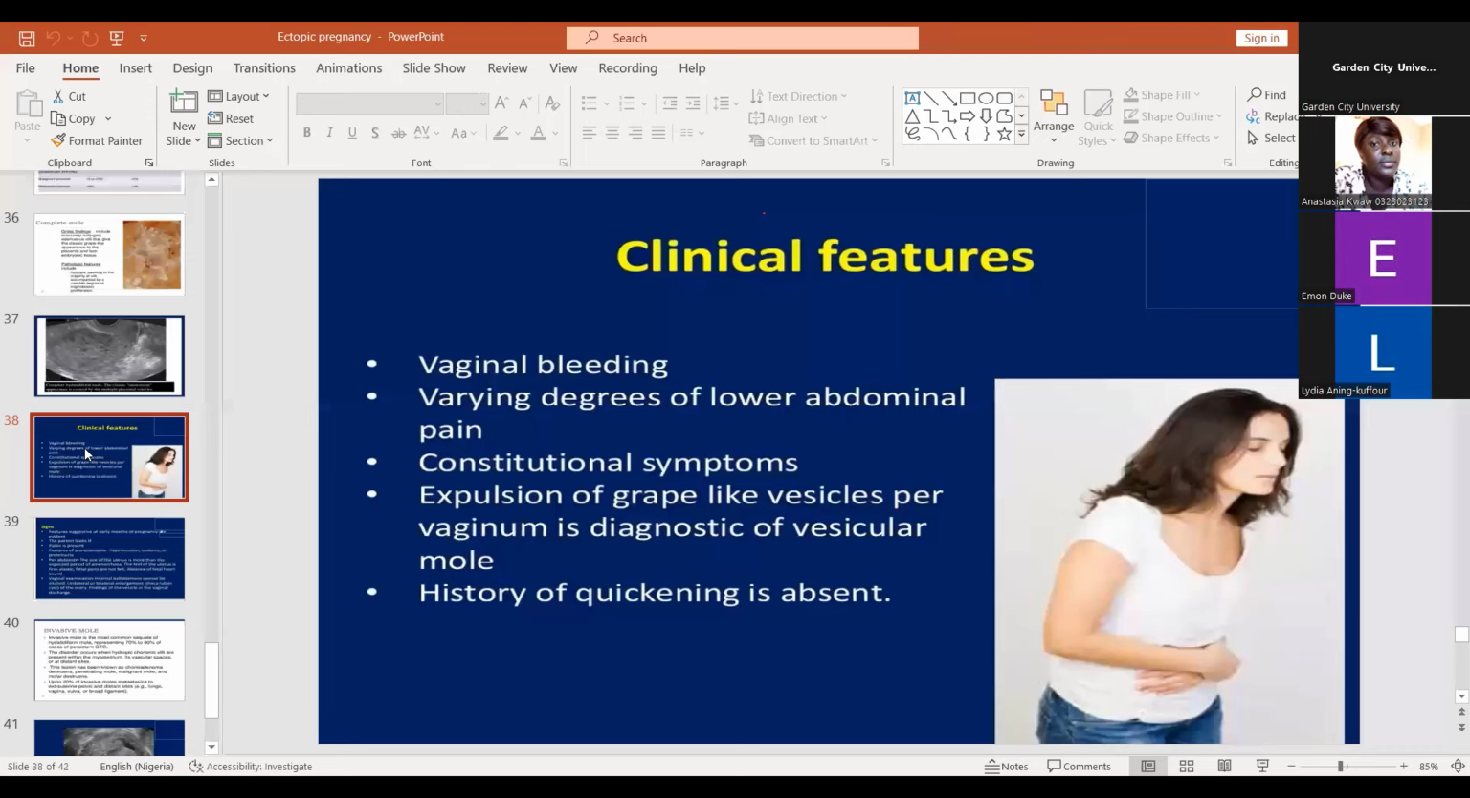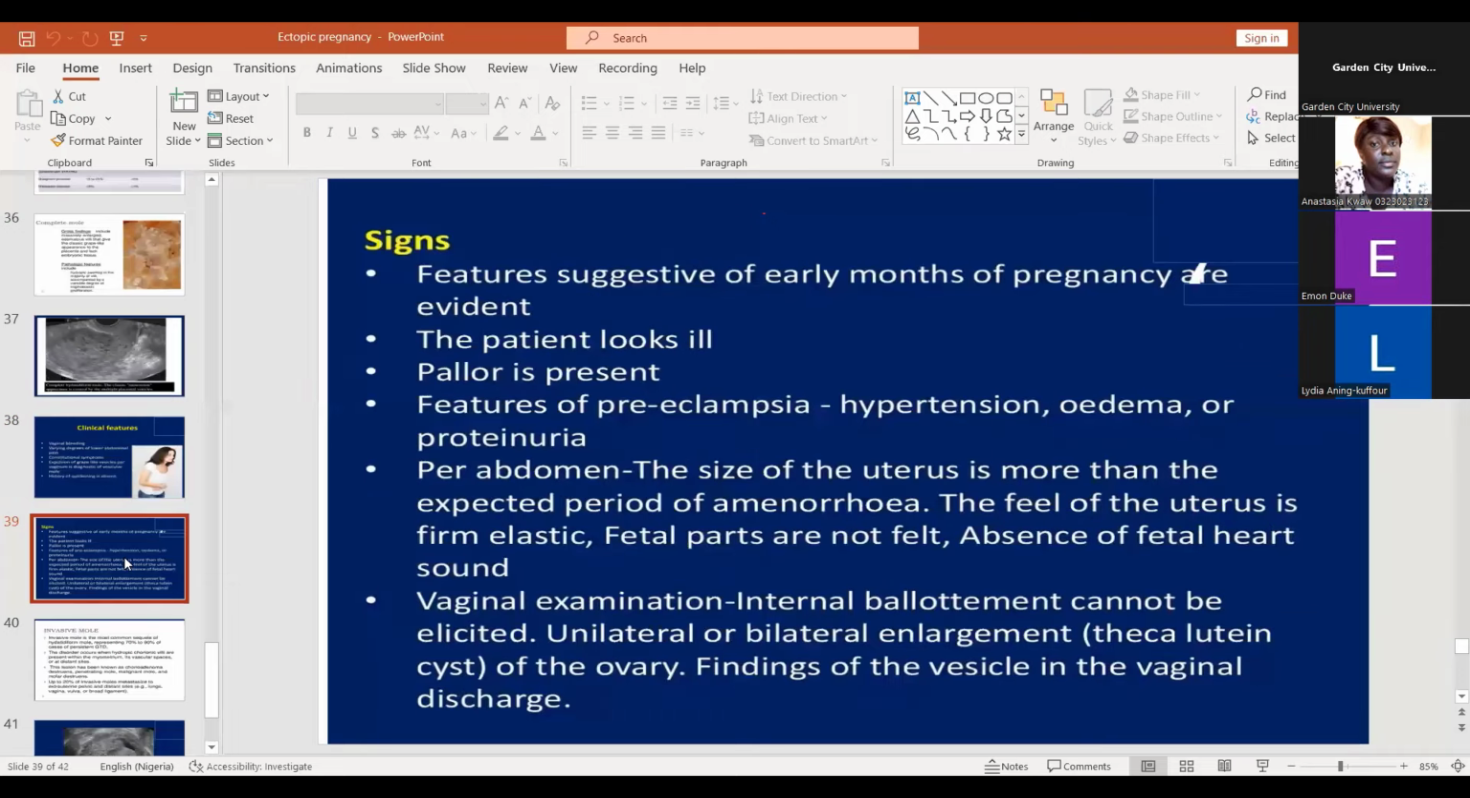And it looks like small red Jewish grapes that we eat. Then of course, you don't need anybody to tell you that it is hydatidiform mole. In a situation like that, you may ask her, because of the size of the abdomen, is there any history of quickening? There cannot be history of quickening because there is no child in there. The features are suggestive of early months of pregnancy, but what is there is not pregnancy.